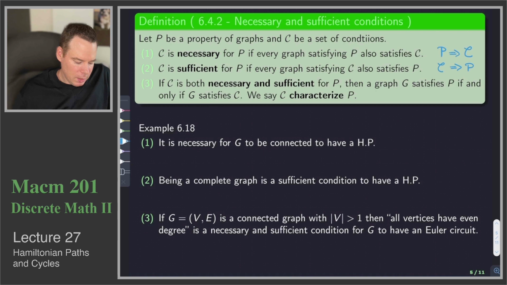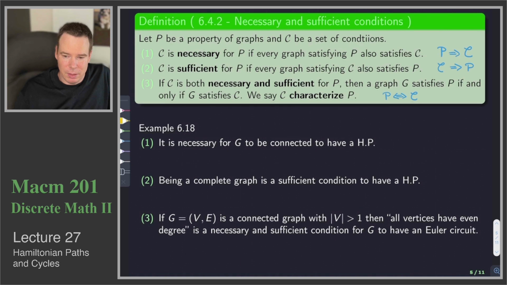If C is both necessary and sufficient for P, then we say P is true if and only if C is true, and we say that C characterizes P. We also write this symbolically as P if and only if C, or P implies C and C implies P, or P is equivalent to C. Those are all similar ways of expressing this. So let's look at a couple of examples.